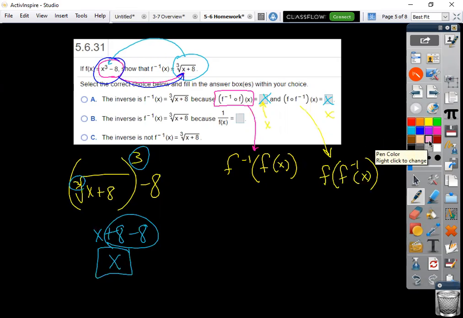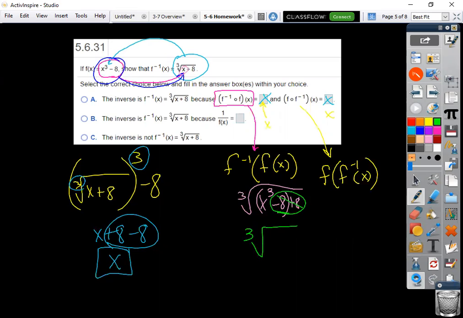My f formula was x cubed minus 8. Put it in place of this x, so I've got a cubed root and then a plus 8. This part right here is replacing this x, but I still have a plus 8 outside of it. So then these two are going to undo each other to start with, and then I just have my cubed root.